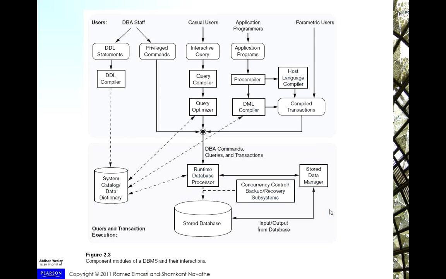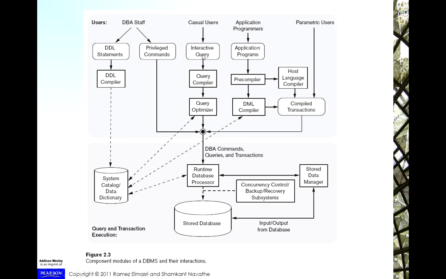This is the component modules of database management system and their interaction. If you look at them, you will see that here these are the users, different users, DBA staff, casual users, application programmers, and parametric users. All these are different types of users. What are they using? They are using, for example, data definition language statements, or they are using privileged commands. Privileged commands means commands that have a specific privilege. Privilege means permission to do something.